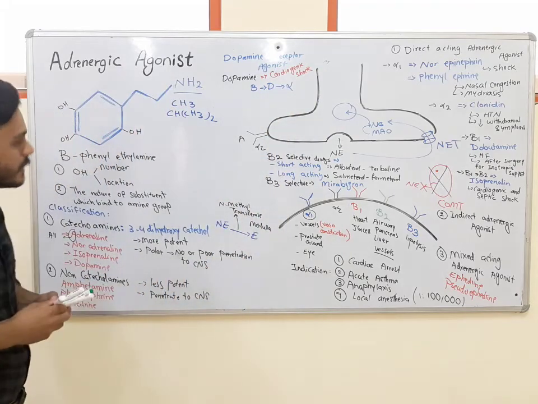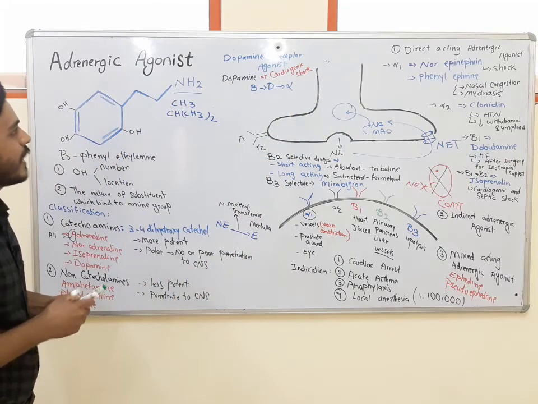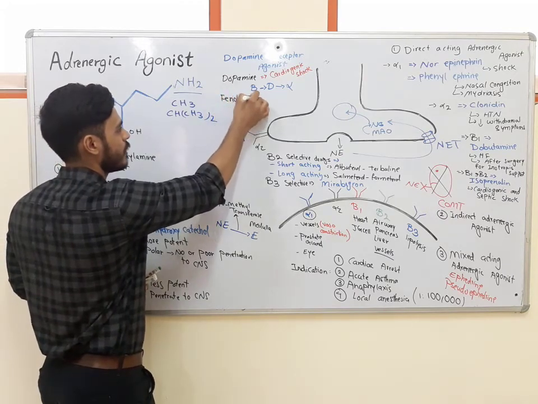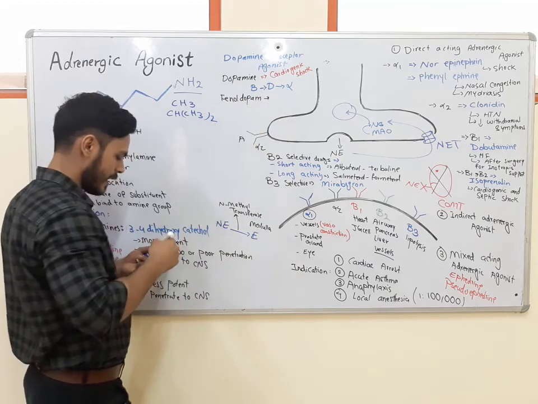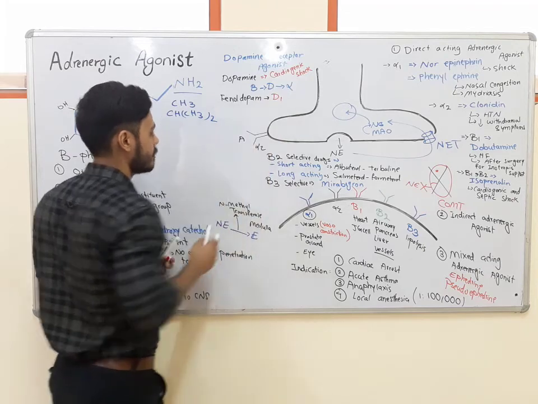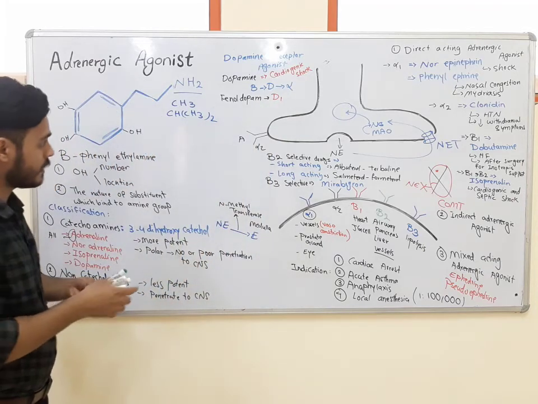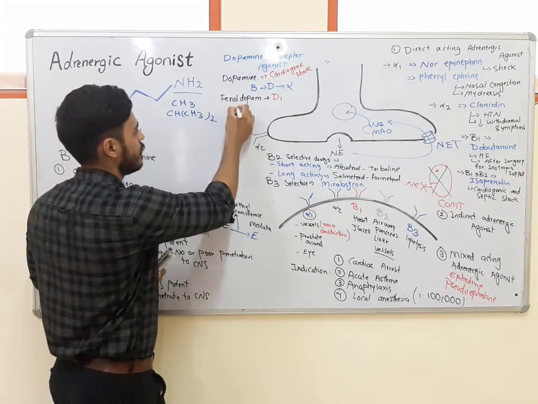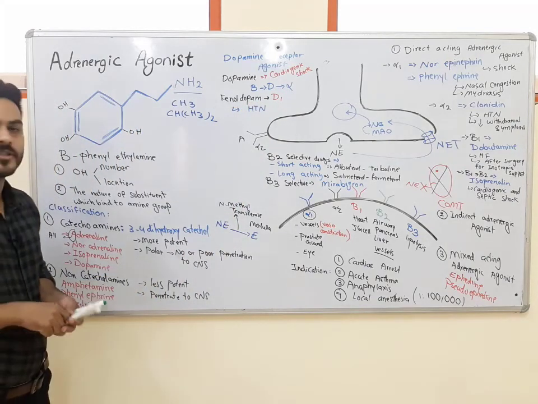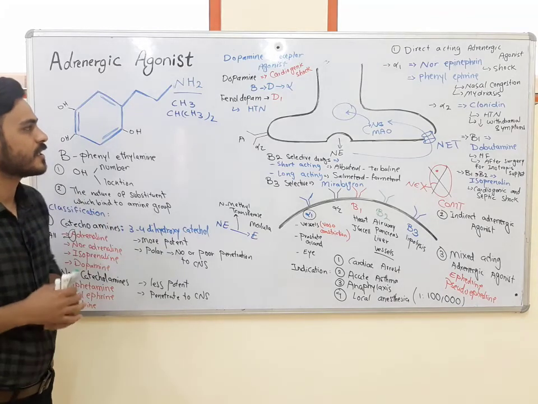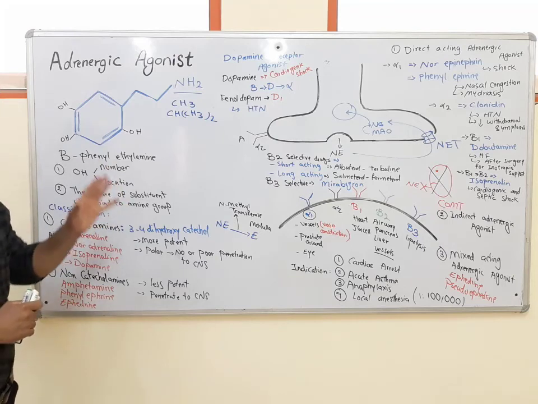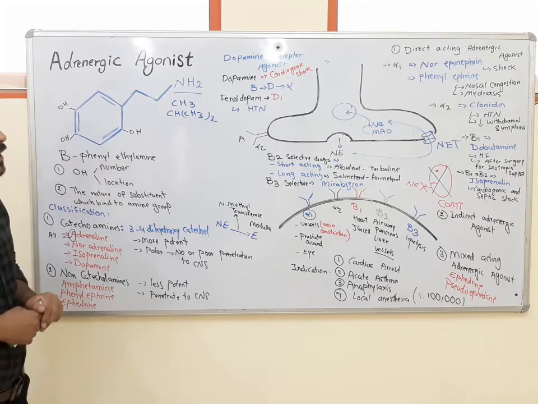And another drug which can stimulate the dopamine receptor is fenoldopam. It stimulates the D1 subtype of receptor, and we can use this drug for treatment of hypertension. But we use this drug in emergency hypertension to decrease the blood pressure. This was about the direct acting adrenergic agonist.